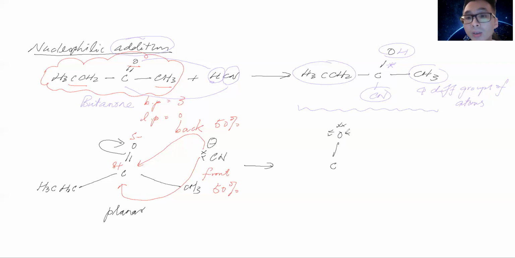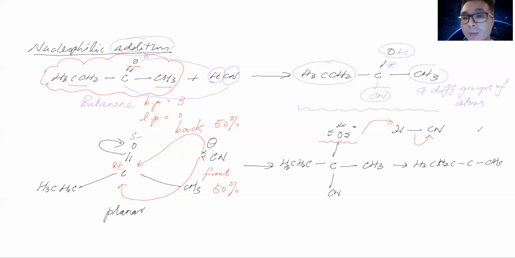Let us do some revision on this mechanism. Okay, and then the next step will be this negative O will attack this H and this bond will be broken. So you will get the product. And the CN minus will be regenerated. Do you understand what I'm saying?